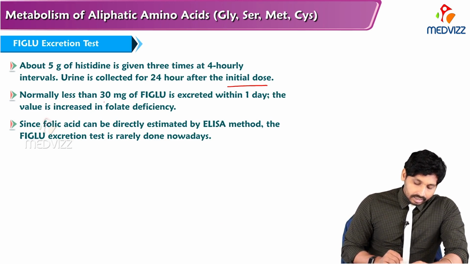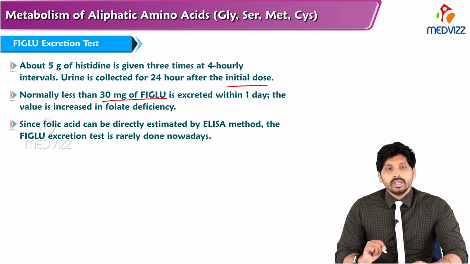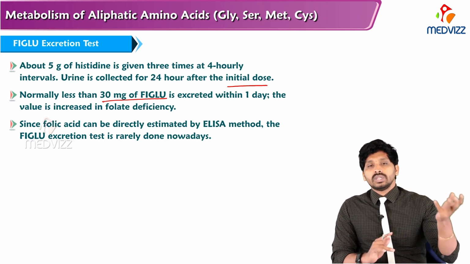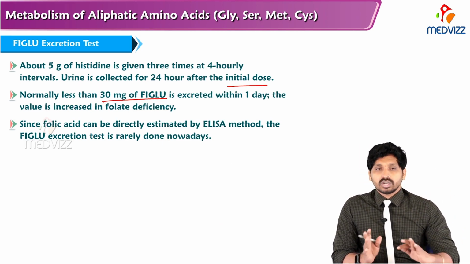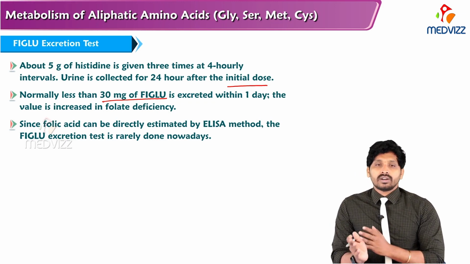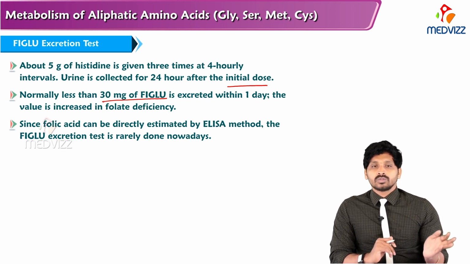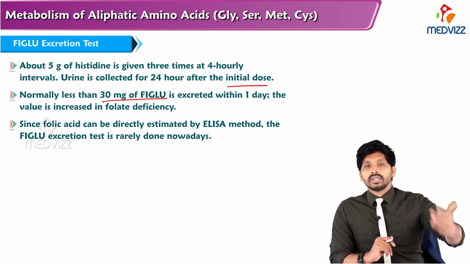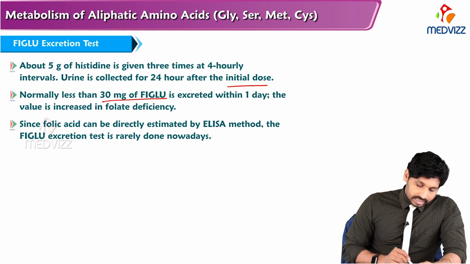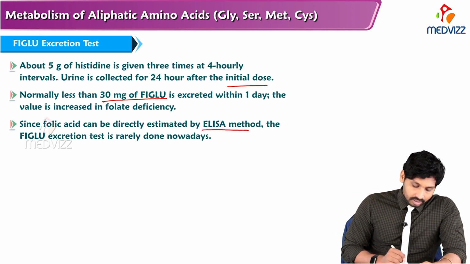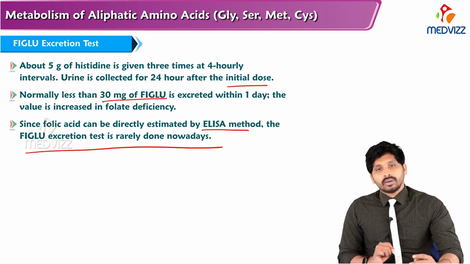Normally less than 30 mg of FIGLU is excreted within 1 day. The value is increased in folate deficiency. If there is B9 deficiency, this FIGLU is not converted into the further form, tetrahydrofolate or glutamic acid. So FIGLU will be accumulated, and more than 30 mg of FIGLU will be excreted. Since folic acid can be directly estimated by ELISA method, the FIGLU excretion test is rarely done nowadays.